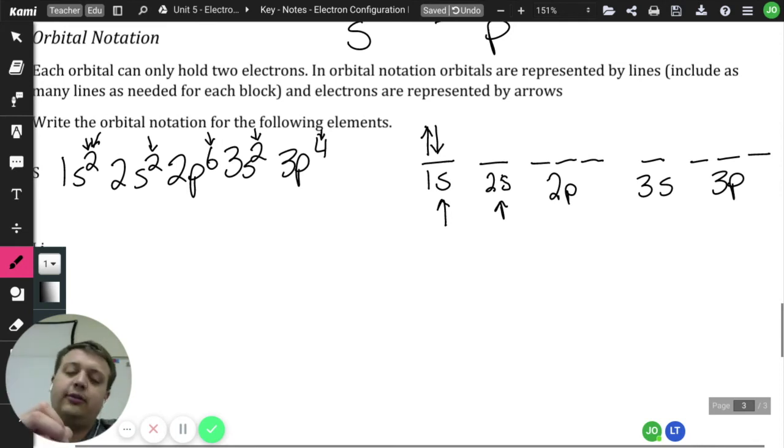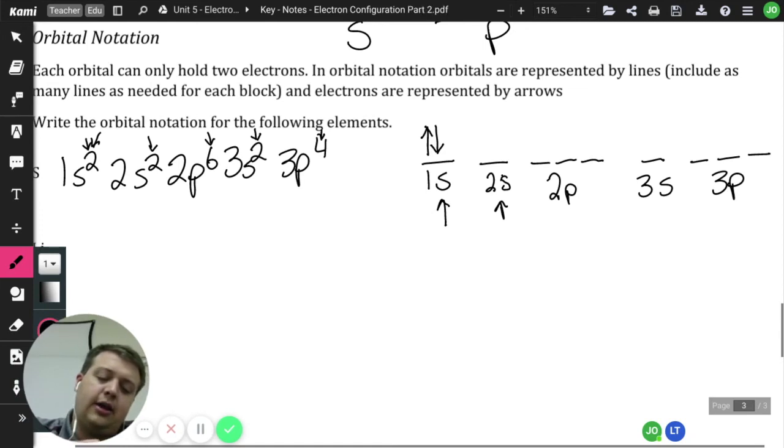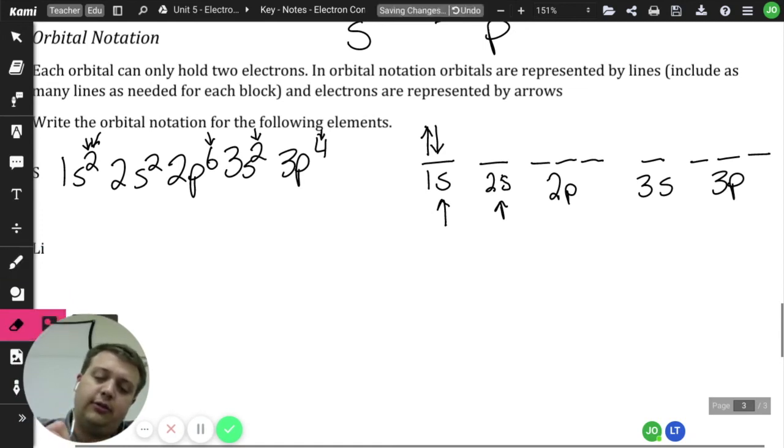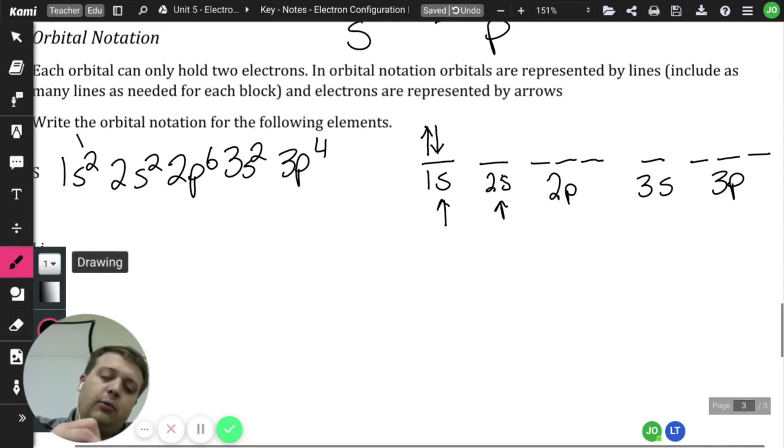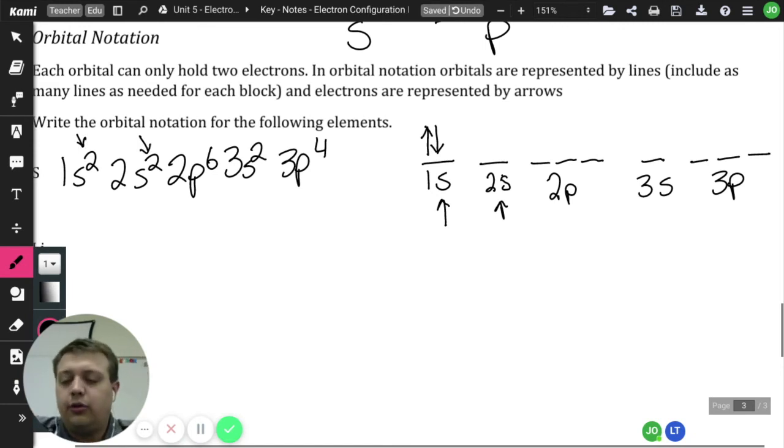Looking at our 2s over here on the left, it had 2 electrons. So let's actually erase all these arrows so we can redraw them when we get to them. We've already done 1s. Now we're going to do 2s. 2s has 2 electrons. So 1 electron spins up, 1 electron spins down. Okay, done with 2s. Now we move on to 2p.